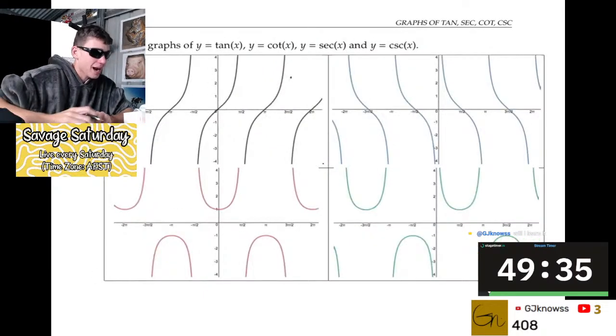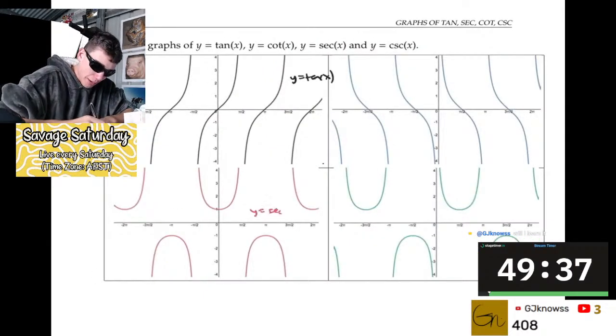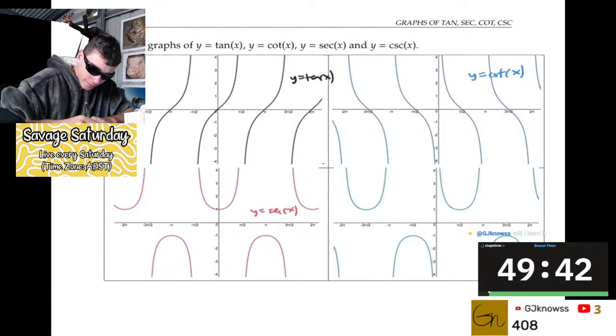This is the graph of y equals cosecant x. It looks similar to the graph of tangent x. It's just a decreasing function instead of an increasing one, and it has its vertical asymptotes and its x-intercepts in different places.